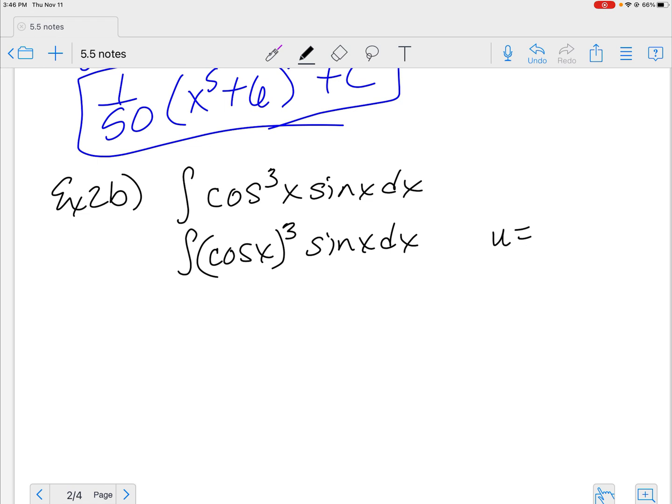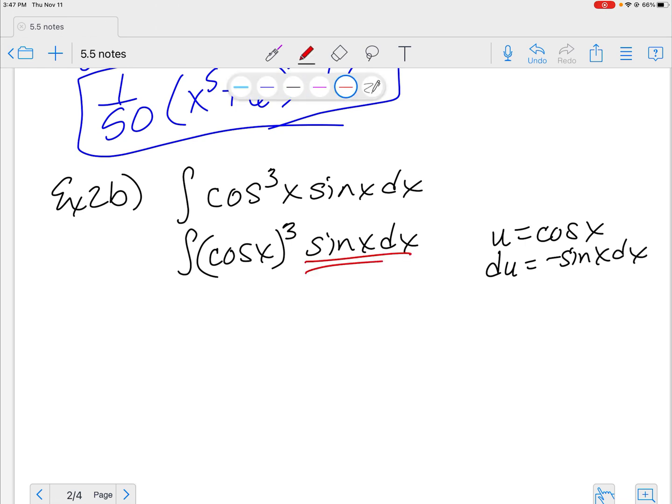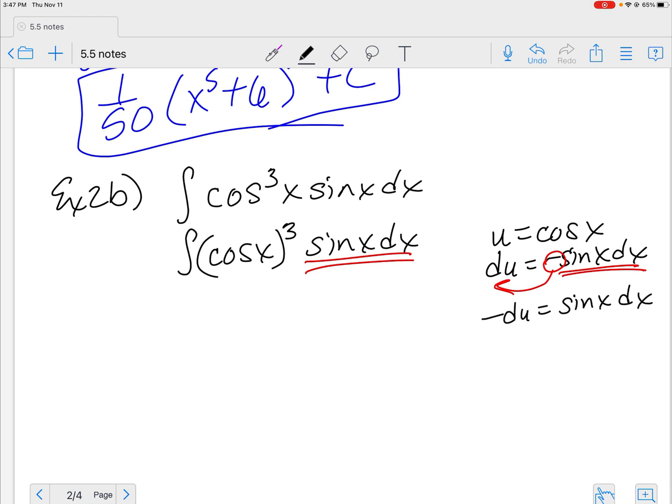So let's try it. If u is equal to cosine of x, what is du? Negative sine x dx. Oh, check me out. Sine x dx, the only thing I have is this negative, and I'm just going to move it to the other side. So negative du is equal to sine of x dx, because I'm just dividing by that negative. And then I've got my sine of x dx. Now I have u cubed du with the negative sign in front, because I just like to put mine all the way in front.